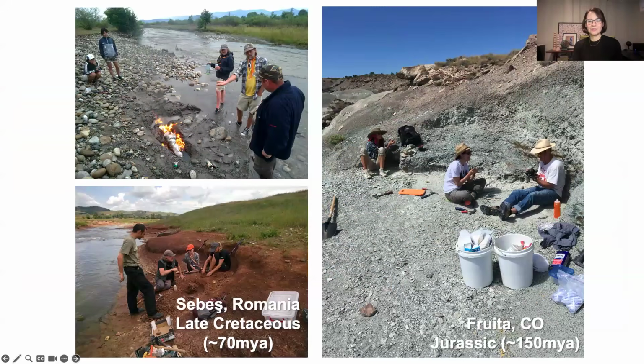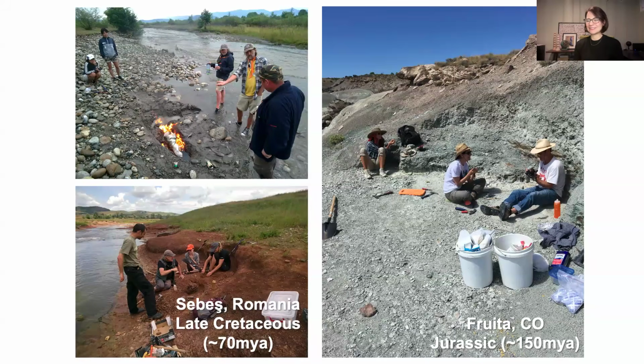But I've also been lucky enough to go a few other places as well. I've also collected in the late Cretaceous of Romania, in Transylvania. It's a very, very different field site from Mongolia. Instead of collecting in the desert, it's heavily vegetated, and we're basically collecting mostly in cut banks of streams. And then we've also been leading expeditions out to western Colorado, in the Jurassic of Colorado, a little closer to home.